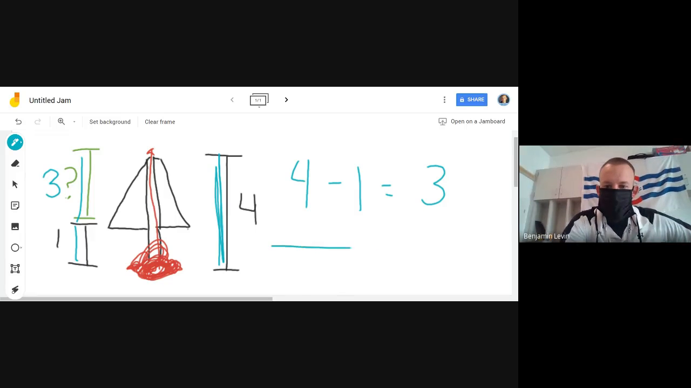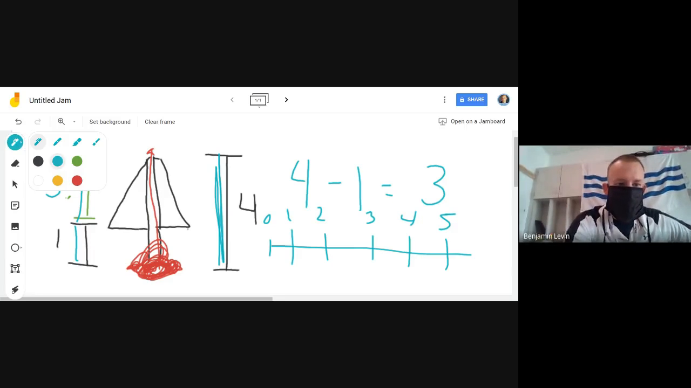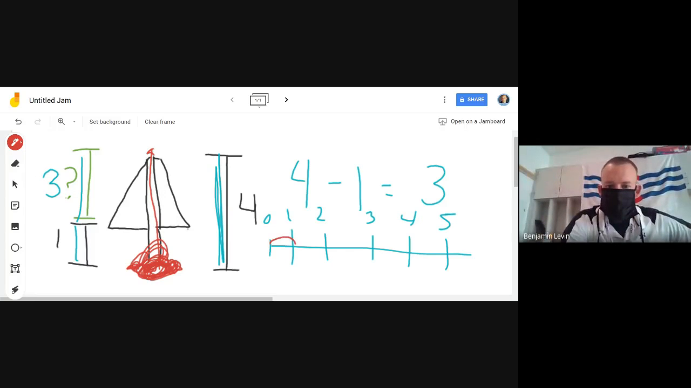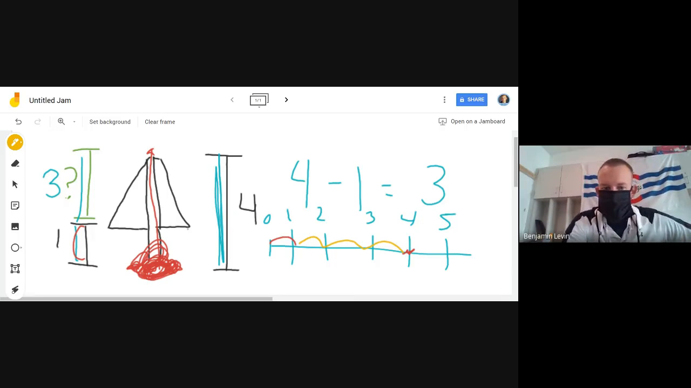If we did that on the number line, 1, 2, 3, 4, 5. Oh, I should start at 0, right? So if I start at 0 and I go 1, that represents this. How far do I still have to go to get to 4? That's where I need to go. Obviously, 1, 2, 3, right? I should have used a different color for that, like, I don't know, yellow. 1, 2, 3, right? 1 plus 3 is 4.